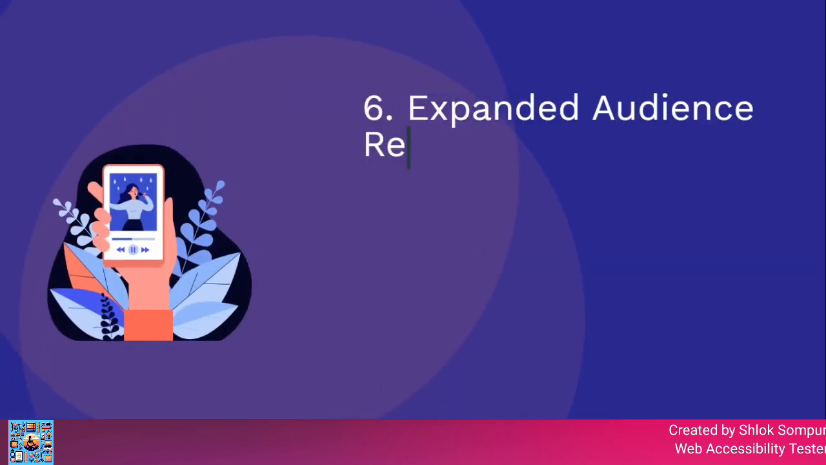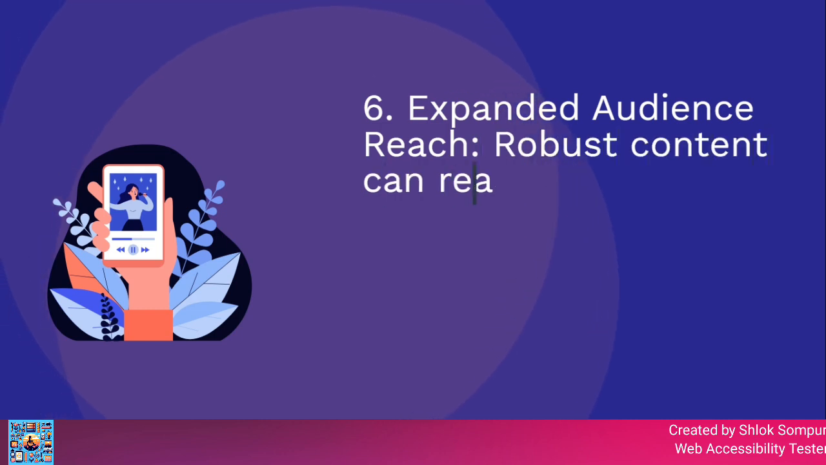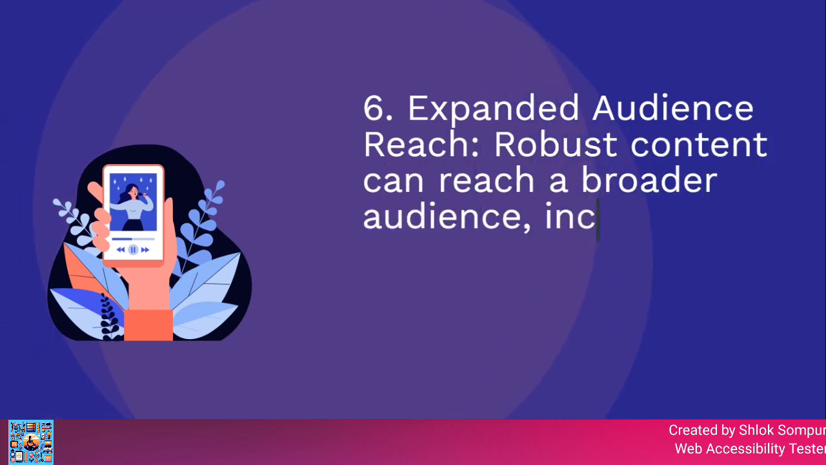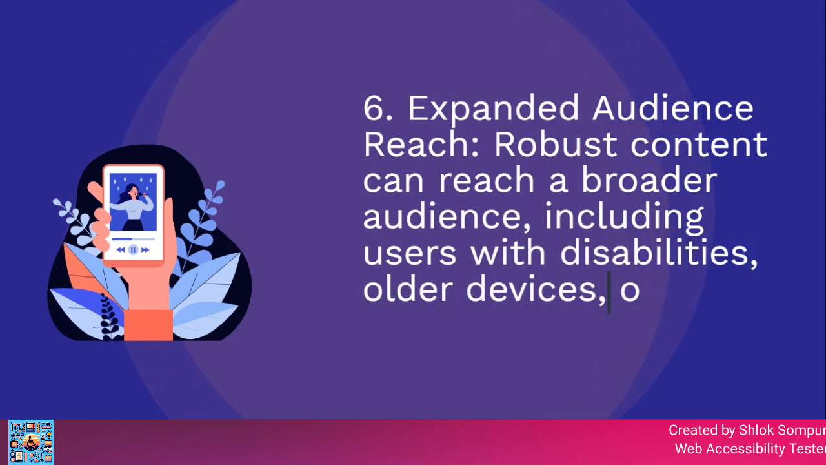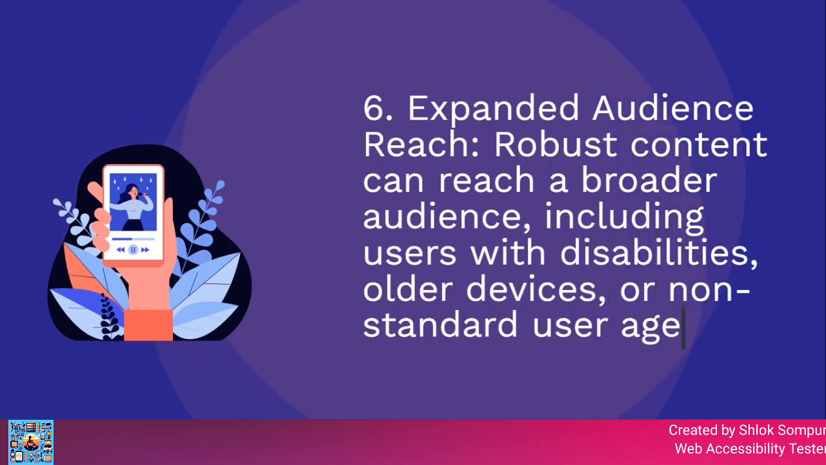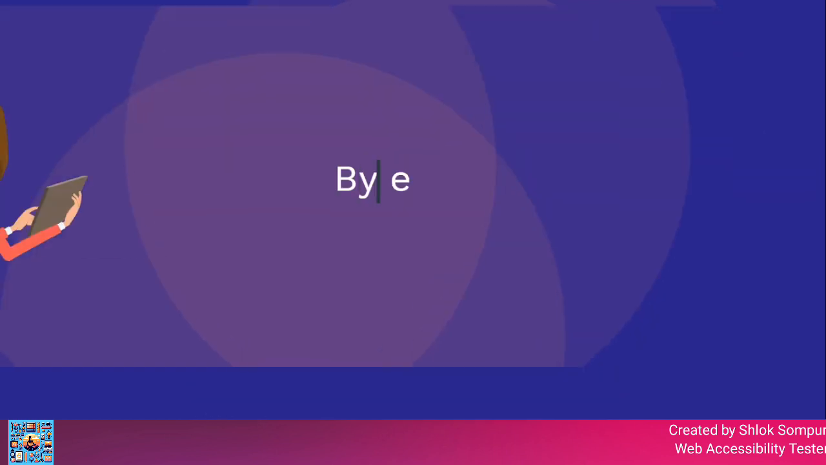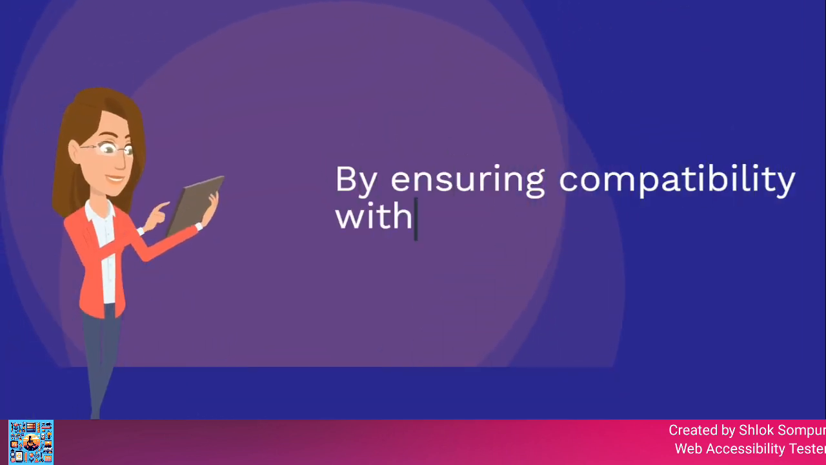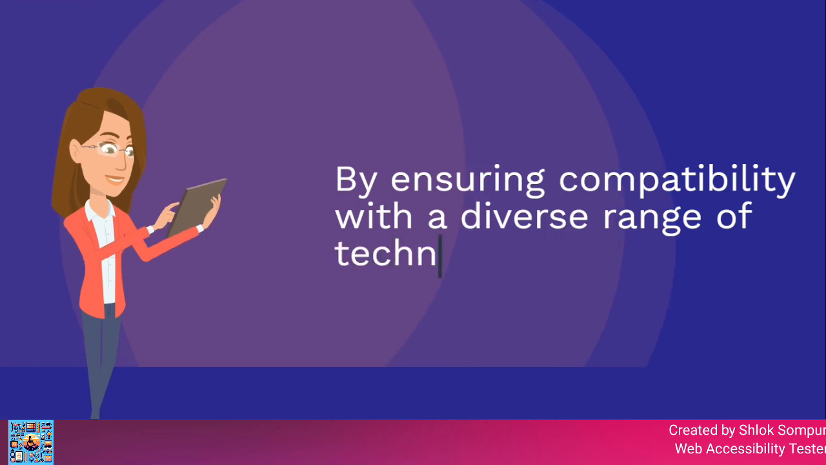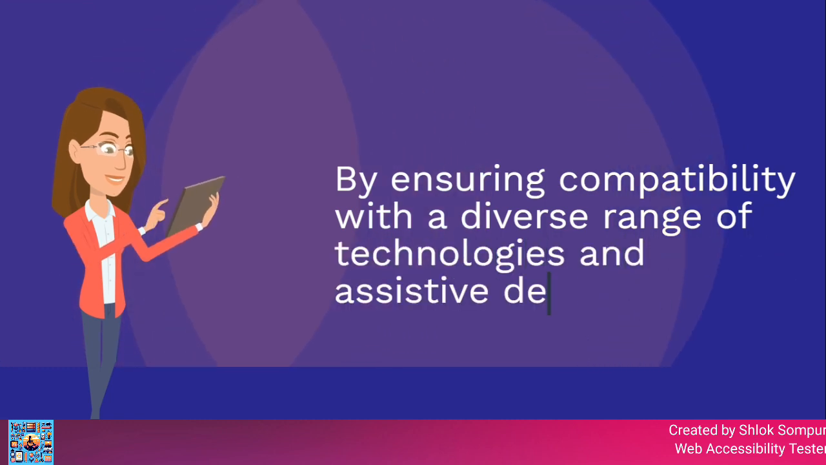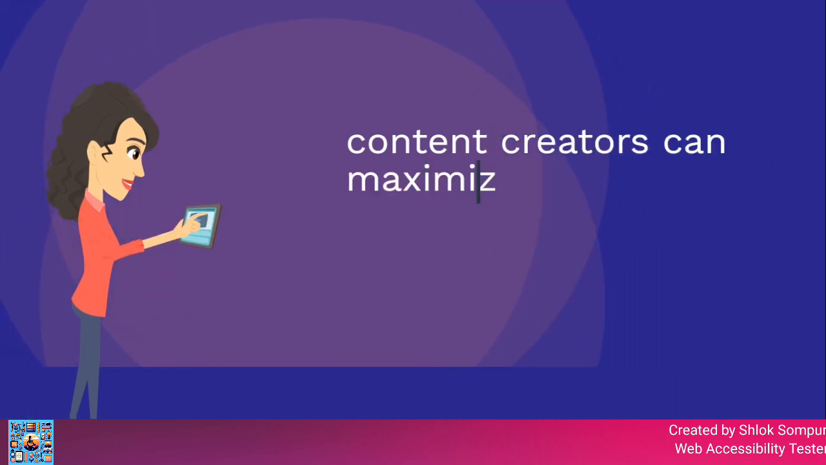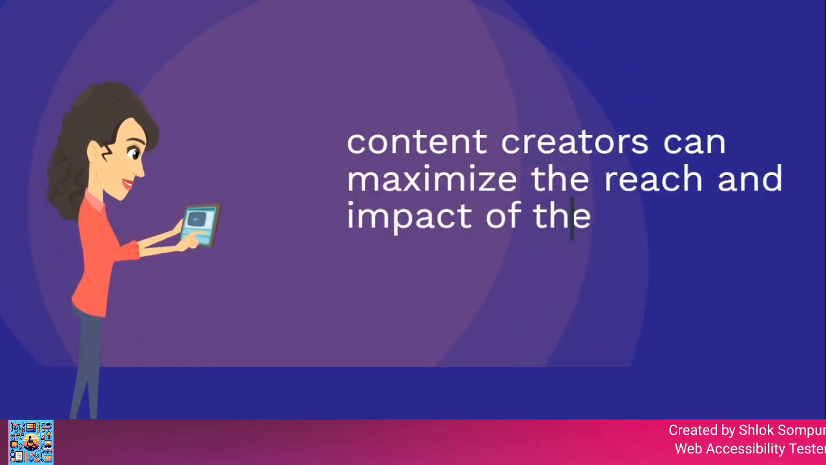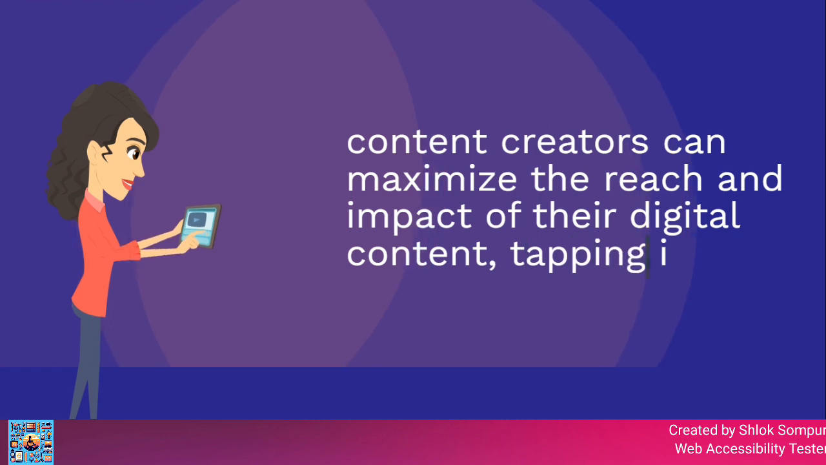6. Expanded audience reach. Robust content can reach a broader audience, including users with disabilities, older devices, or non-standard user agents. By ensuring compatibility with a diverse range of technologies and assistive devices, content creators can maximize the reach and impact of their digital content, tapping into new markets and audiences.